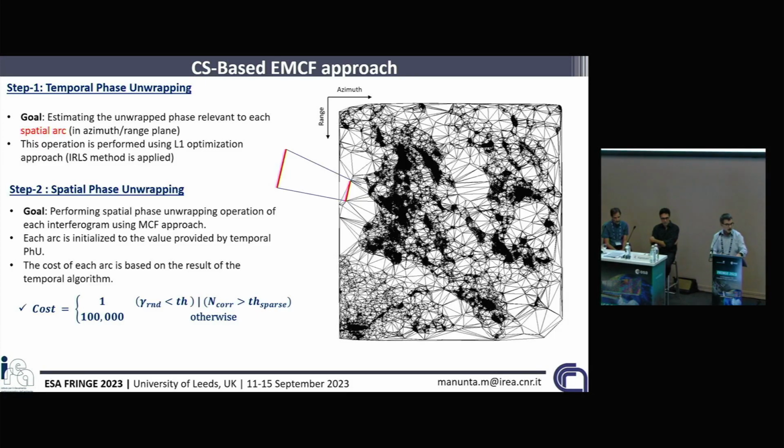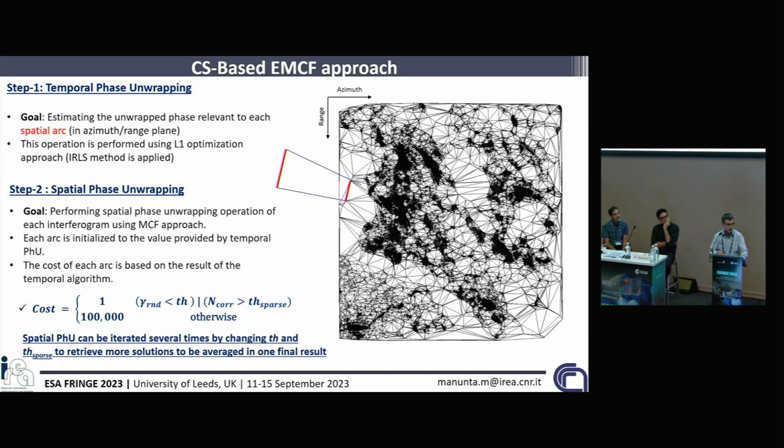Of course, we can change the two thresholds in order to retrieve different cost functions. In particular, by changing TH and TH sparse, we can retrieve a different cost function. With a different cost function, we can implement a different spatial phase unwrapping. In other words, we can iterate the spatial phase unwrapping in order to have more solutions in the spatial domain that we can properly average to retrieve the final solution.